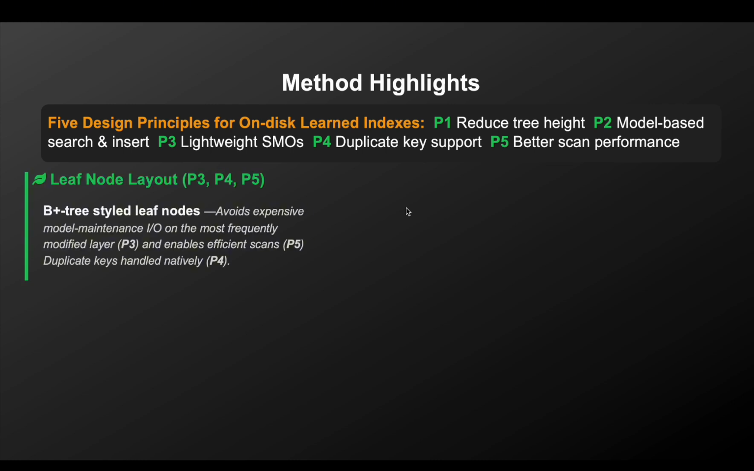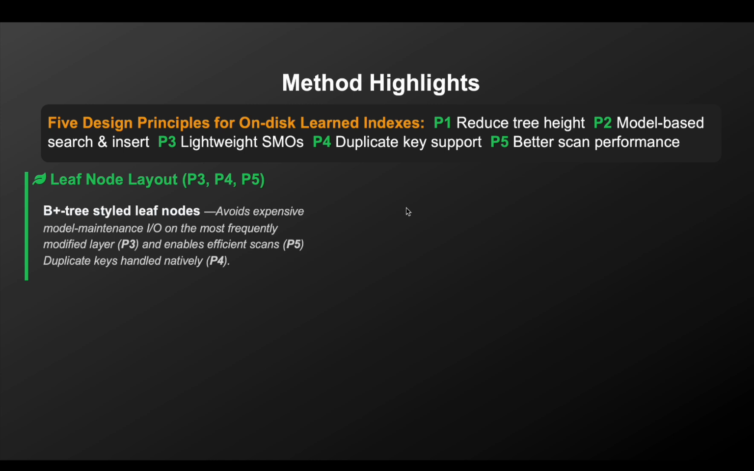The first key design is the leaf node layout. AULID uses B+ tree-styled leaf nodes instead of learned leaf nodes. This is important because leaf nodes are the most frequently modified part of the index. If we use a learned structure there, maintaining models would introduce a large amount of extra I/O during updates. By keeping the leaf nodes B+ tree-styled, AULID achieves 3 benefits at once.